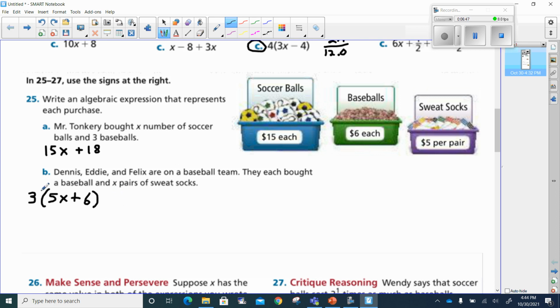Another way of writing this expression would be 3 times 5x, which would be 15x, and 3 times 6, which would be 18.